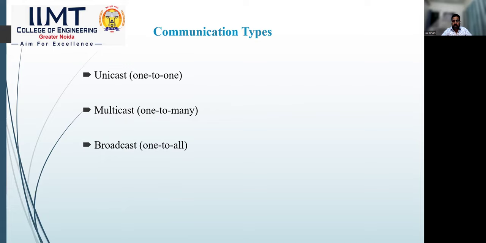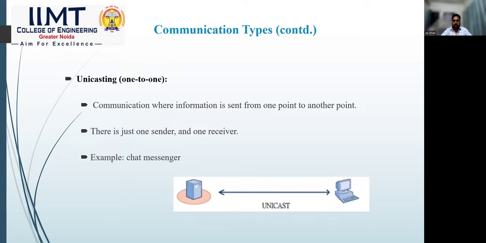Now the next point is the various types of communications available on computer networks. There are three types of communications: unicast, multicast, and broadcast. In unicast communication, one-to-one data communication is going on. Here the information is sent from one point to another point. Just one sender is there and one receiver is there. For example, chat messengers, like WhatsApp messenger, we are using these days, are examples of unicast communication.